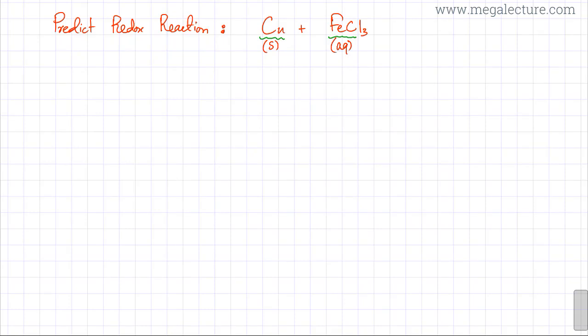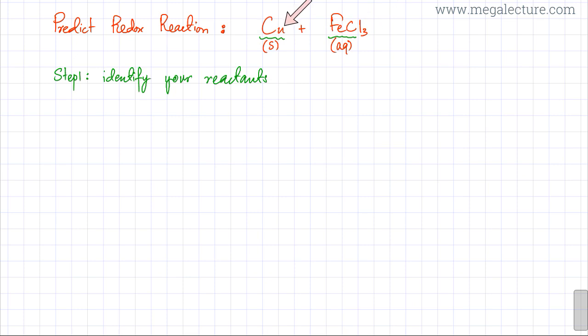In the following example, I'm going to try and predict the redox reaction that's probably going to take place between copper and FeCl3 aqueous. Step 1 is that the first thing you need to do is identify your reactants. It's pretty obvious that you have copper and FeCl3 aqueous, but remember, when you're figuring out the redox reaction, you have to go into a lot more detail and figure out which ions are involved as well.